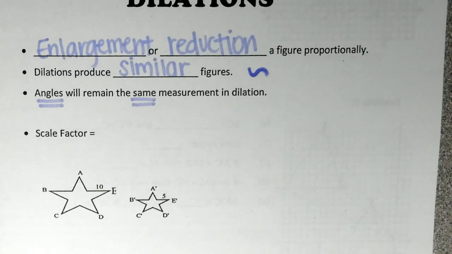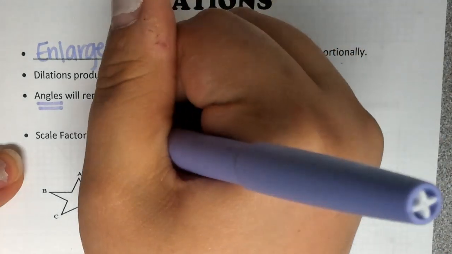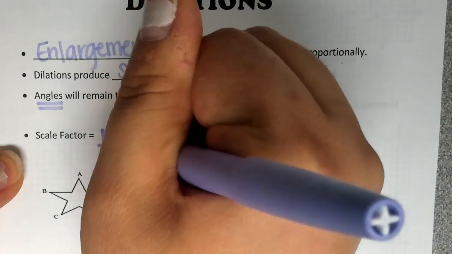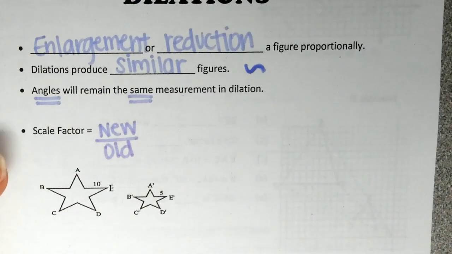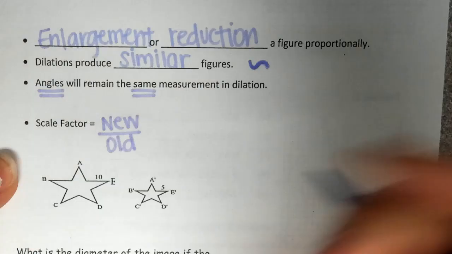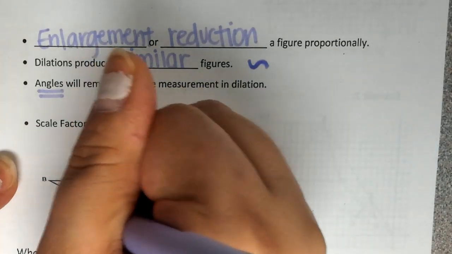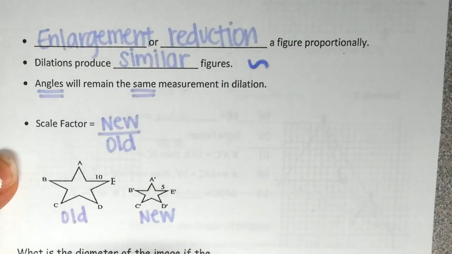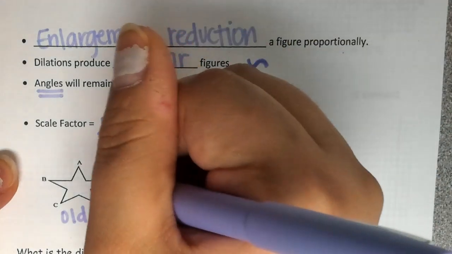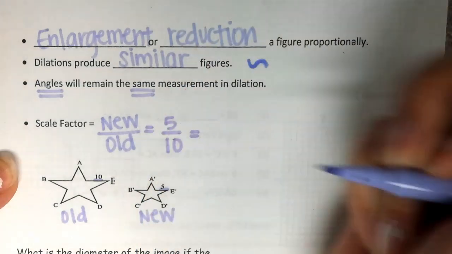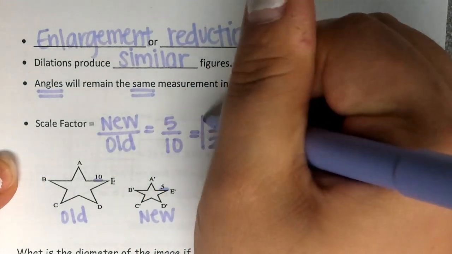You're going to end up using scale factor and multiplying, but how do you find it? Divide what? The image by the pre-image, or the new divided by the old. Which one is my image here, or which one is new? Yeah. And then this one is old. The one with the primes is the new, the other is the old, and it gives me 5 and 10. So what is 5 divided by 10? 1/2. Does that make sense?